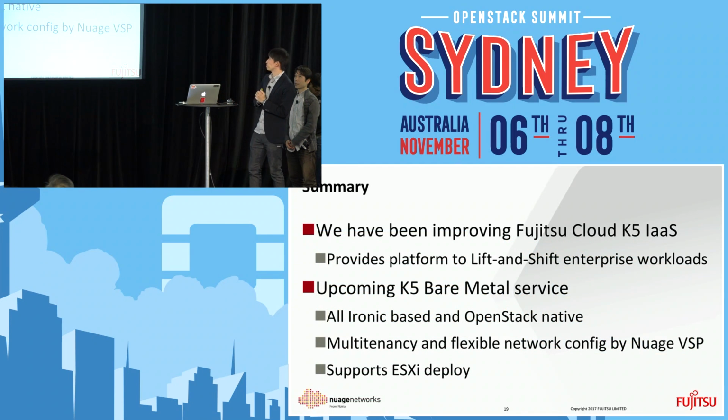So, conclusion. We have been improving our IaaS to encourage lift and shift existing workloads to our private cloud, public cloud. And upcoming our Baremetal service achieves 1, all Ironic based and all OpenStack based, and 2, multi-tenancy and flexible network support, and 3, supports ESXi deploy.